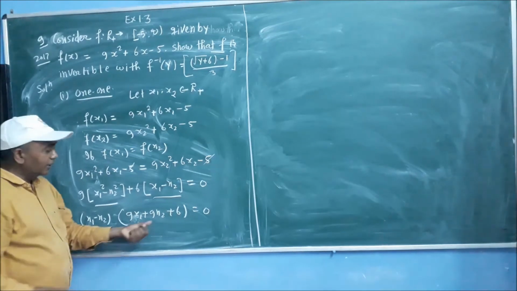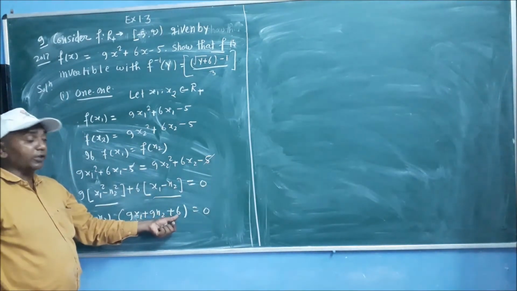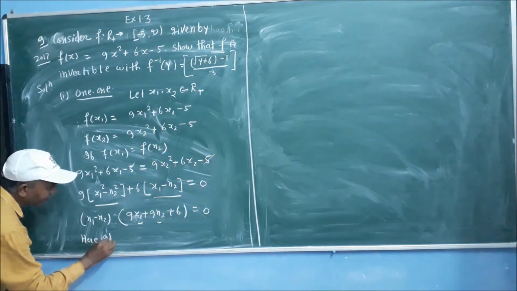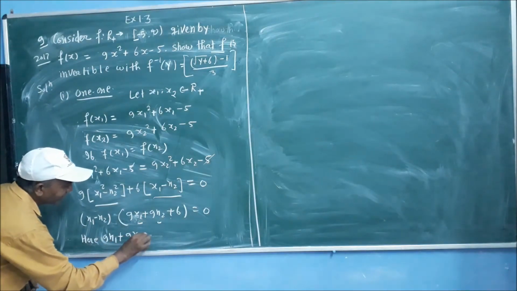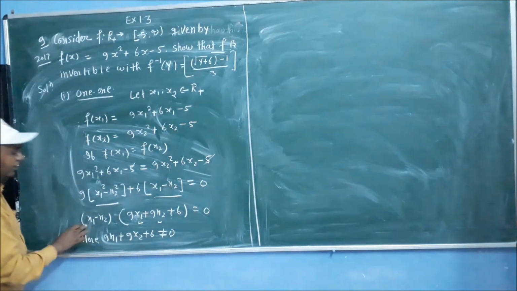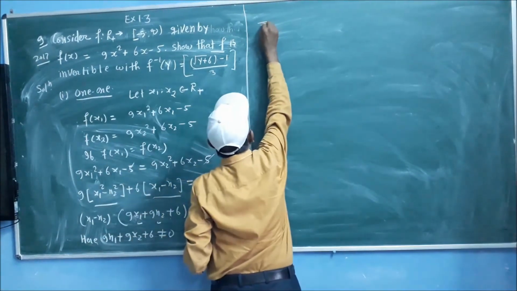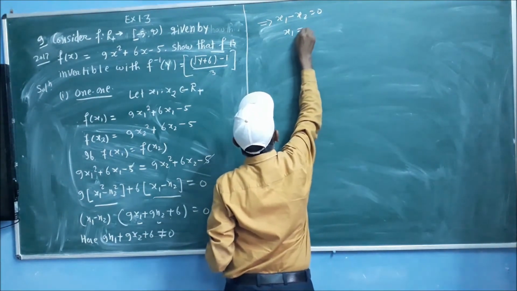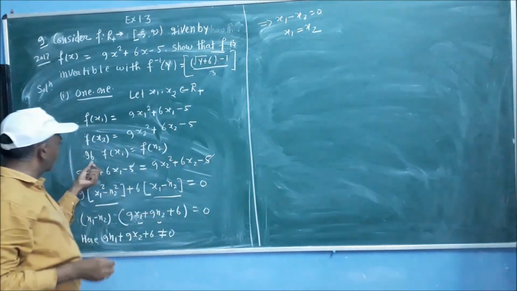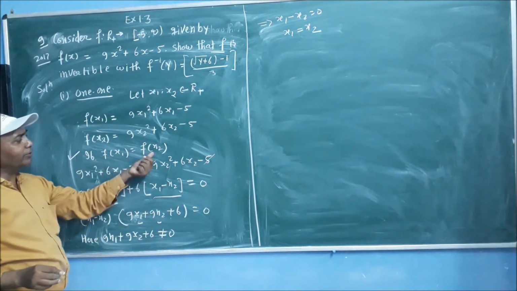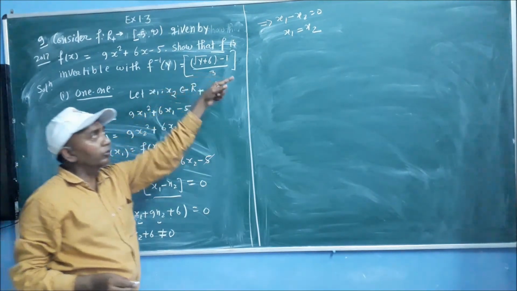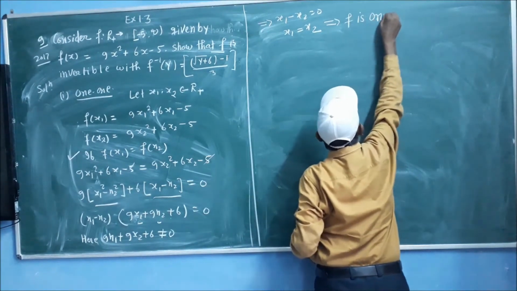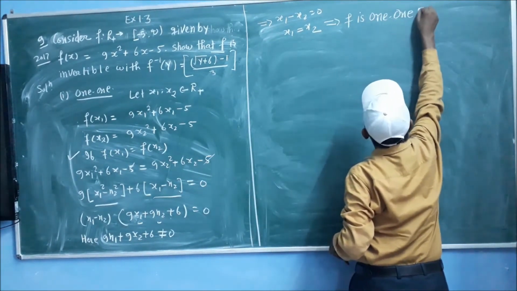x1 is a positive real number, x2 is a positive real number, and plus 6 is also positive. So this can never be equal to 0. Here you can write 9x1 plus 9x2 plus 6 is not equal to 0. That means the other factor will equal 0. So this implies x1 minus x2 is equal to 0, so you can write x1 is equal to x2. You started by assuming that f of x1 is equal to f of x2, and you have proved x1 is equal to x2. This implies f is a 1 1 function.